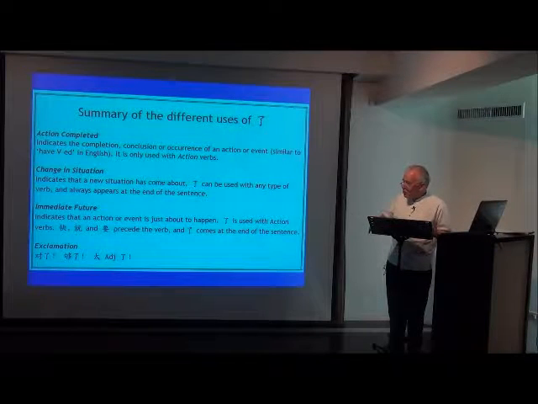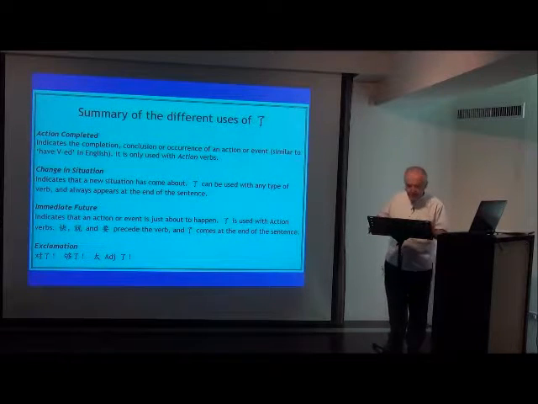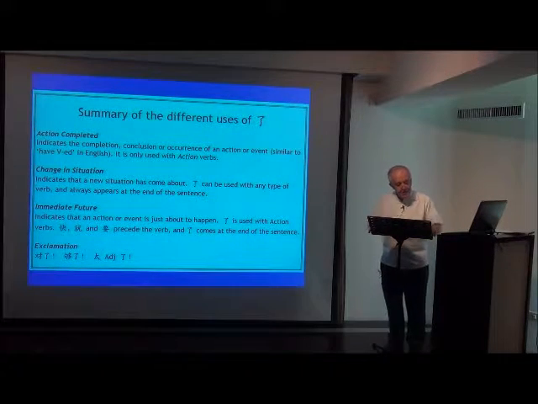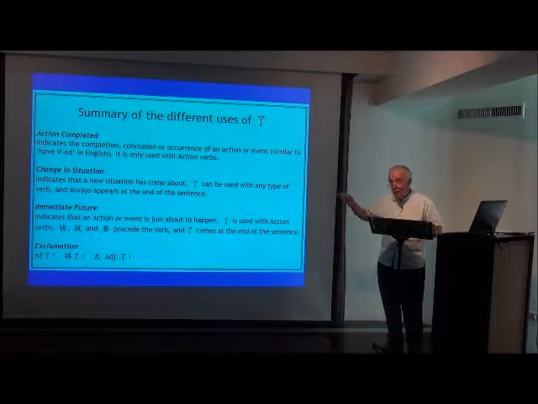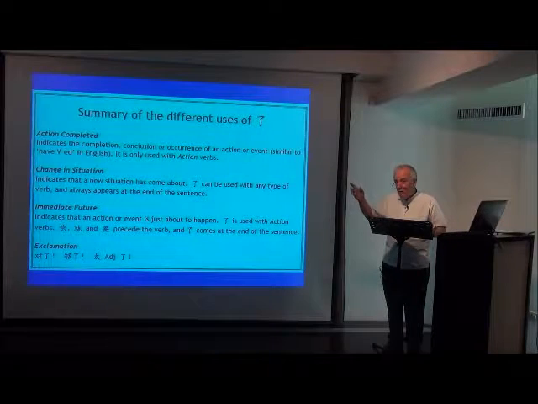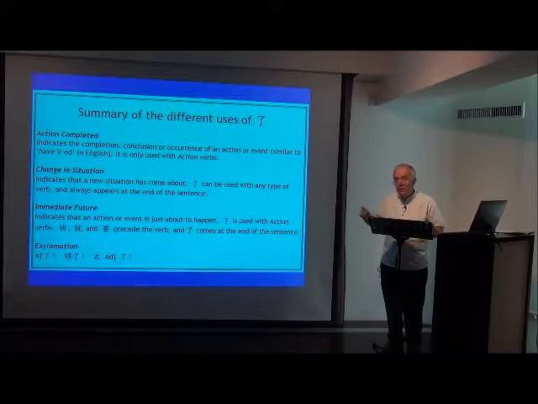It indicates that a new situation has come about. 了 can be used with any type of verb and always appears at the end of the sentence. So note that 了 can be used with any type of verb and can be used with adjectives and the verb to be. And so we can deduce that when we see 了 used with 是, the verb to be, or with an adjective, it must be a change in situation.